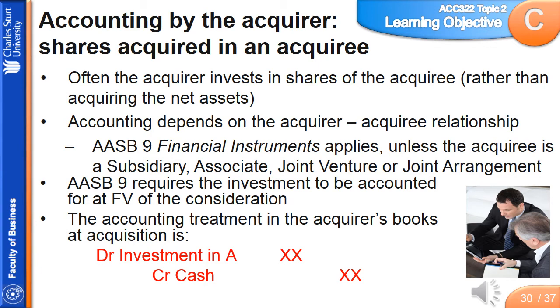AASB 9 requires the investment to be accounted for at fair value of the consideration, and the accounting treatment is quite simple. It's just a debit to the investment in the acquiree and a credit to cash or whatever the consideration is. So AASB 9 financial instruments does come up a few times within some of the topics of ACC322, but it's not a focus of this subject. And there's an example on 12.4 of the textbook, page 595, if you wanted to look at that for further information.